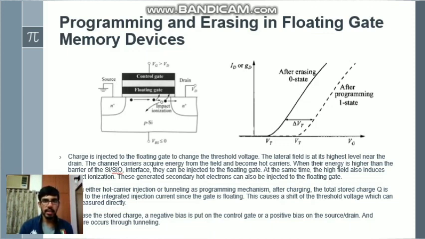Charge erasure can only be done by the process of quantum tunneling, and this is exactly the reverse of the process I discussed just now.